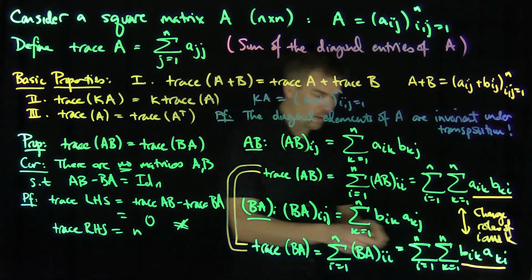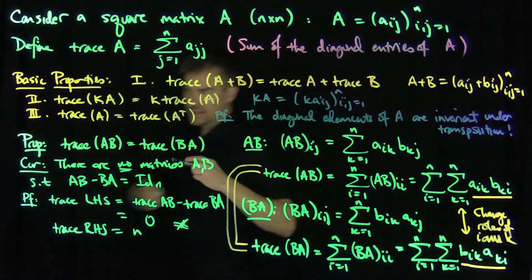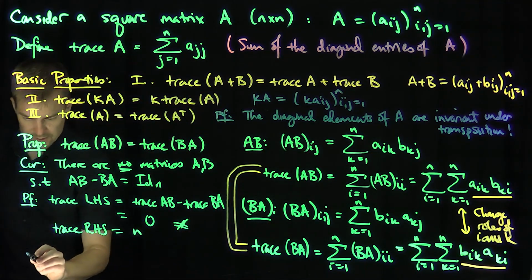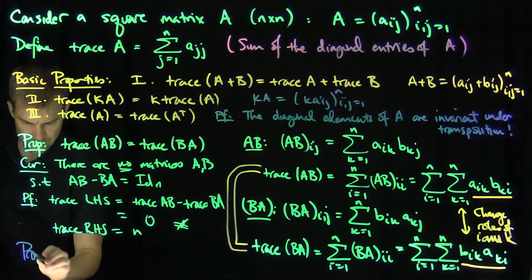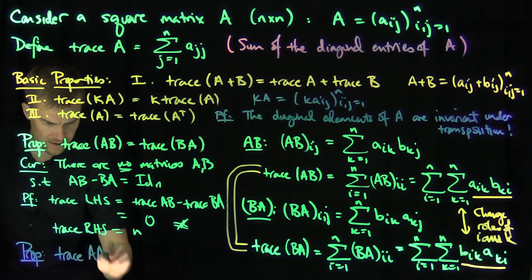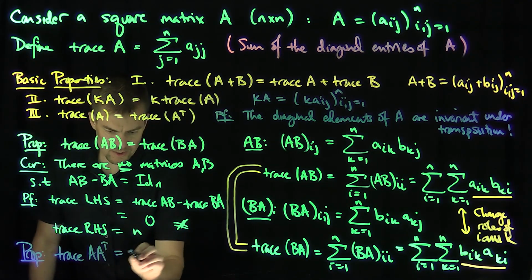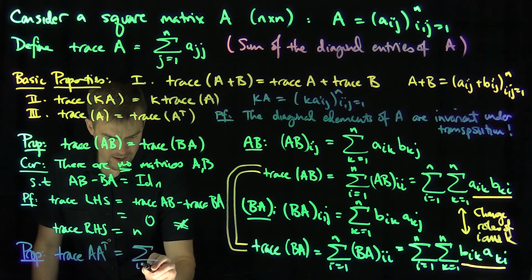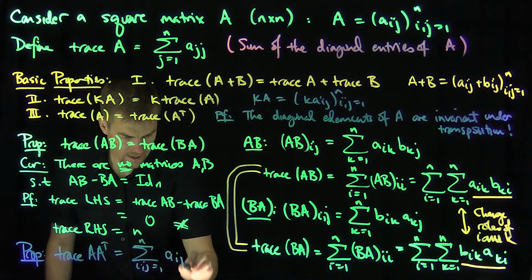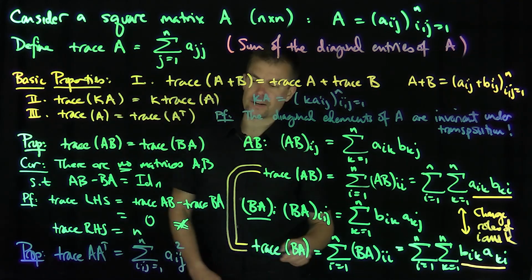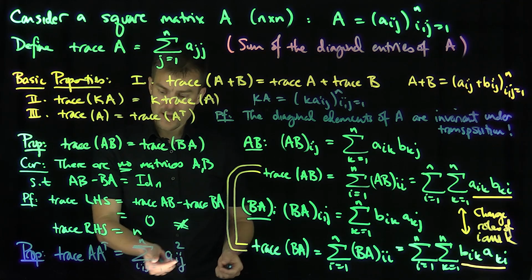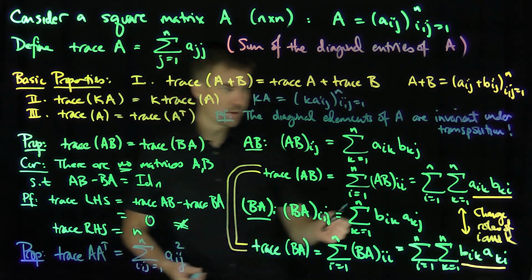The last proposition we should at least mention, as a consequence of this formulation, is that the trace of A transpose A is just going to be the sum over i and j going from 1 up to n of (A_{ij}) squared. It's the sum of the square of all the entries in the matrix. And we can easily see this by looking at this formula.